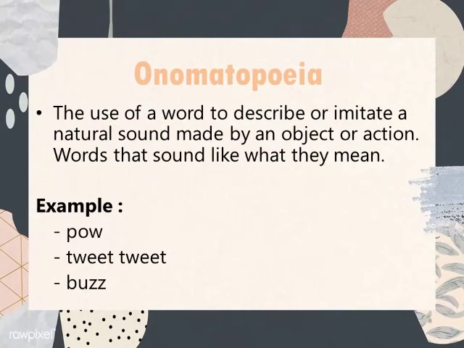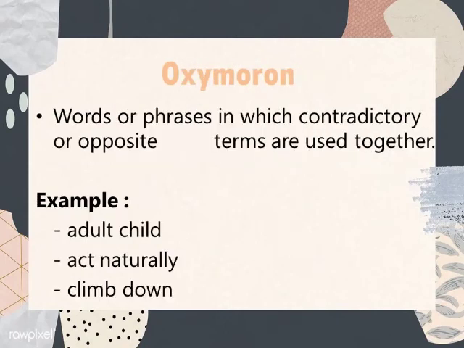Onomatopoeia, the use of a word to describe or imitate a natural sound made by an object or action. Words that sound like what they mean. Example: pow, tweet tweet, bzz.